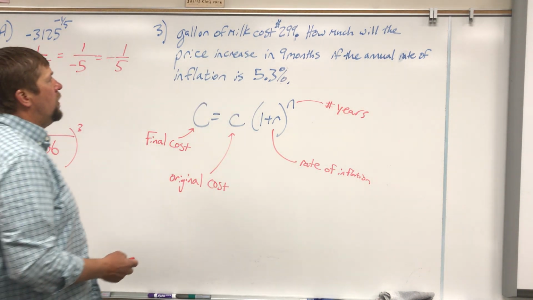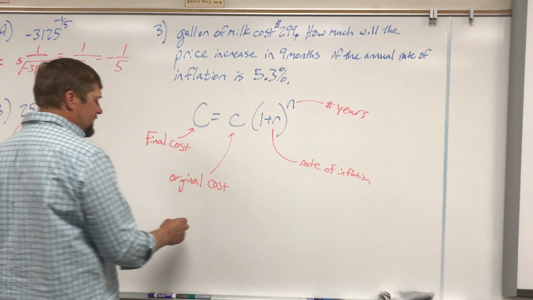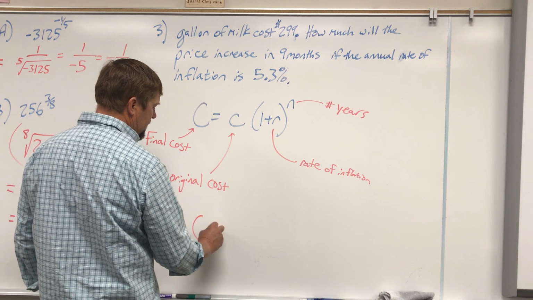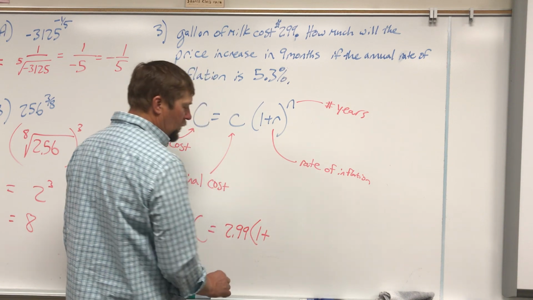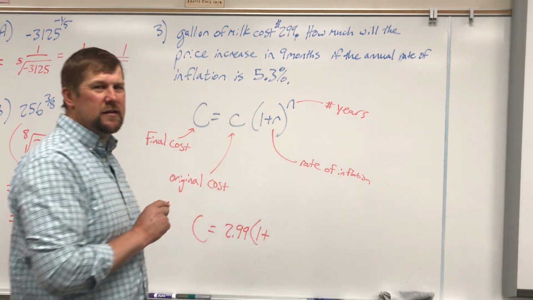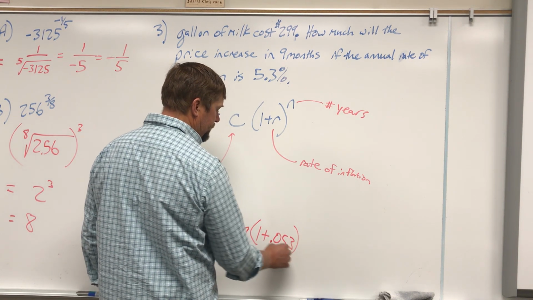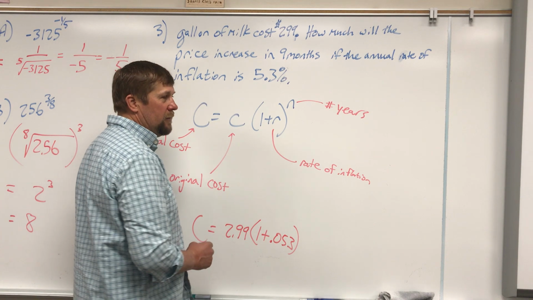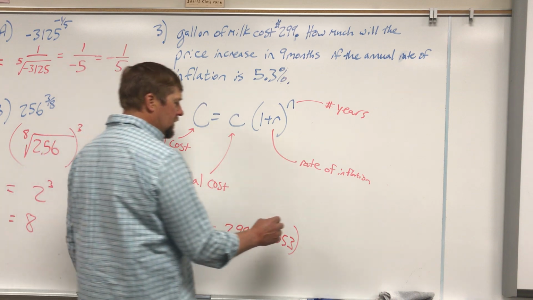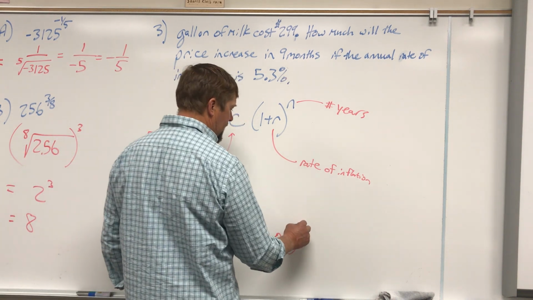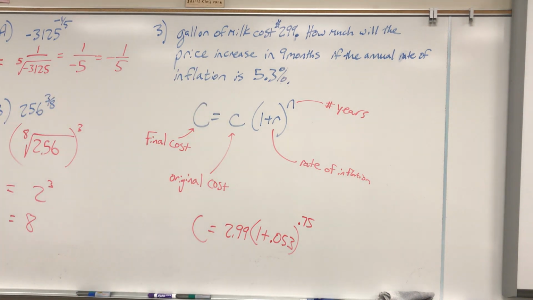So we're looking for how much it will increase, but we need to find the final cost first. So C is equal to $2.99 times 1 plus the rate. Now, we never put in the rate as a percent. We put it in as 0.053. And then we put in the number of years. The number of years are 9 months. So we could say 9/12 or 0.75. That's where the rational exponent comes in.